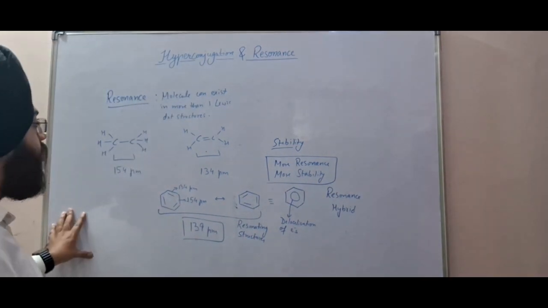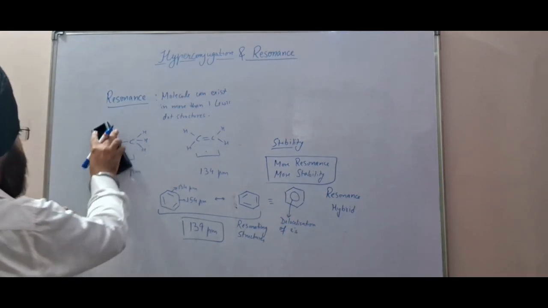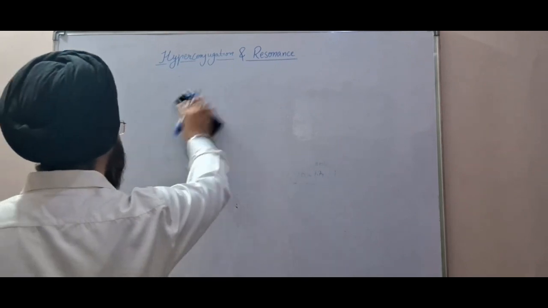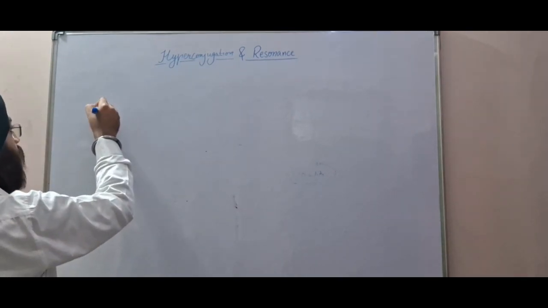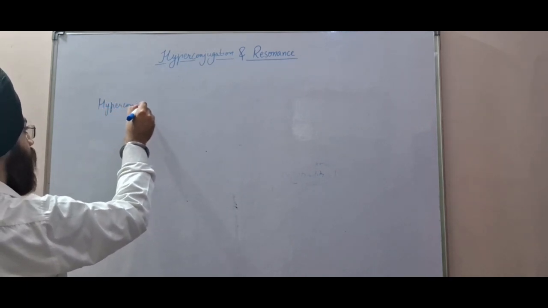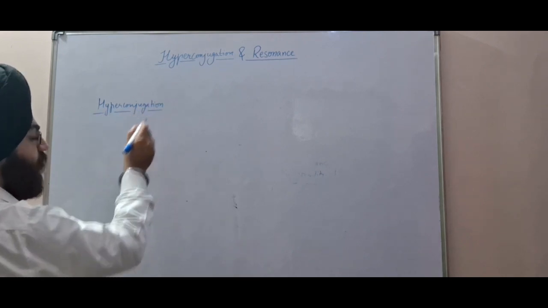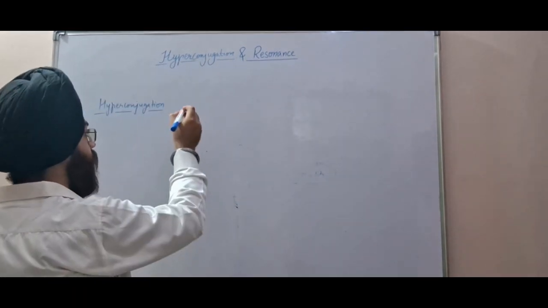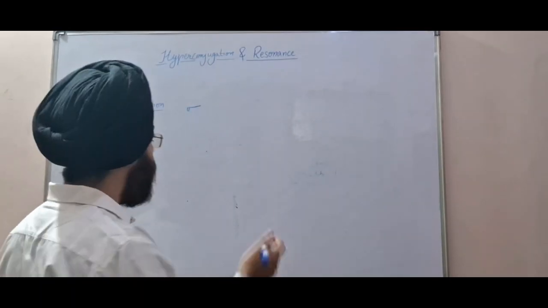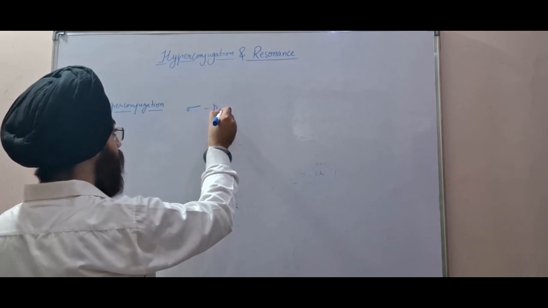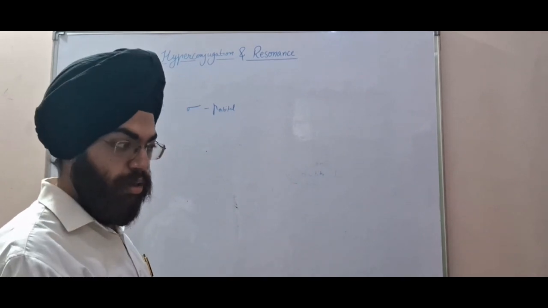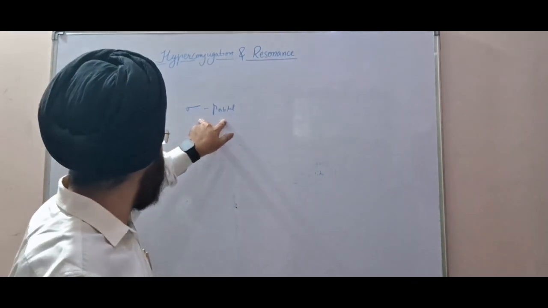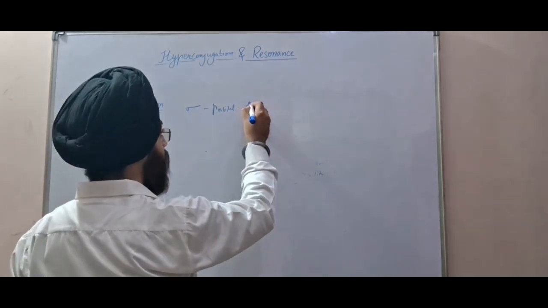Understood? Now let's begin with hyperconjugation. Hyperconjugation is nothing but an extension of resonance. How so? In resonance we saw there is a delocalization of electrons from the pi orbitals. In hyperconjugation, there is a delocalization of sigma orbital electrons to the empty or partially filled p orbital of the adjacent atom. That is why it is also called sigma-p orbital resonance.